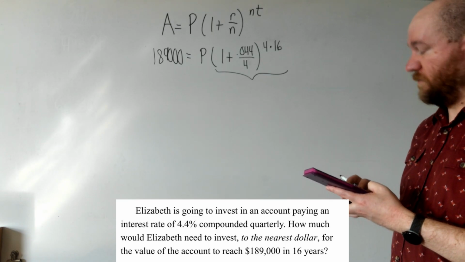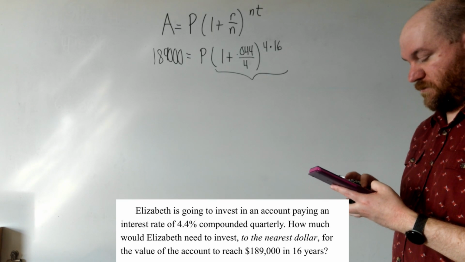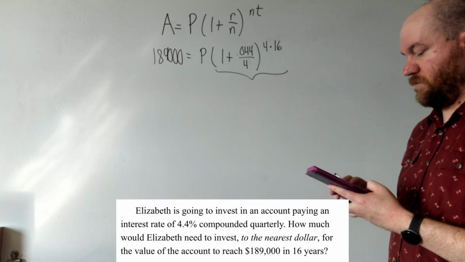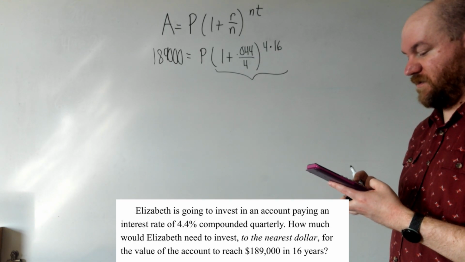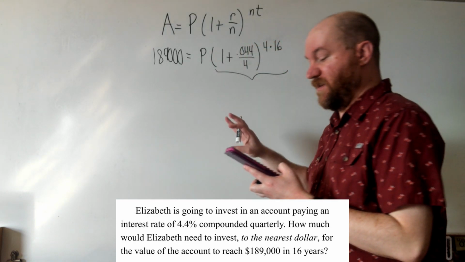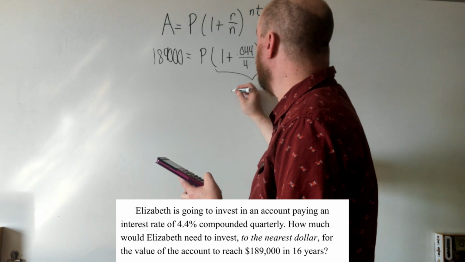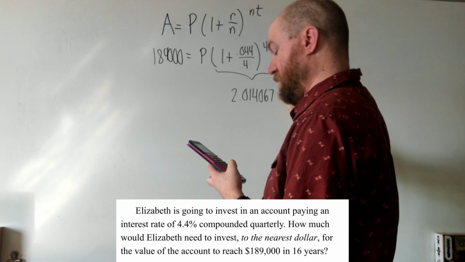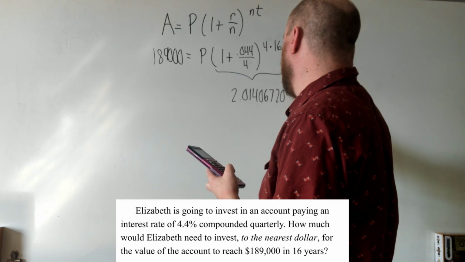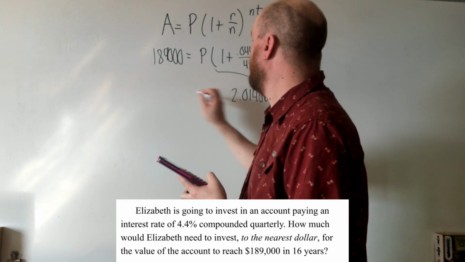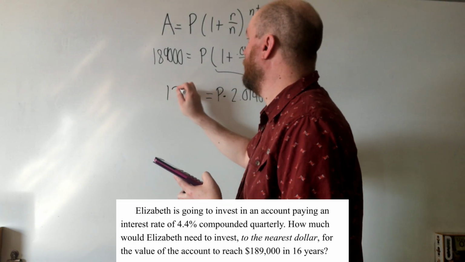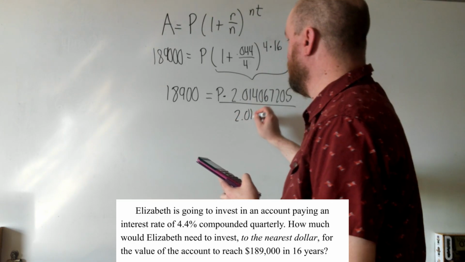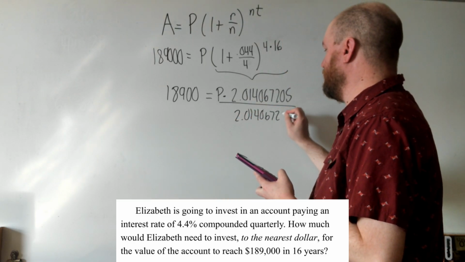19,000. 1 plus 4 times 16. This whole decimal works off to be 2.01 roughly. Just to prove I'm not lazy, I'm going to write out the whole thing this time. And then we're going to divide by that 2.014067205.